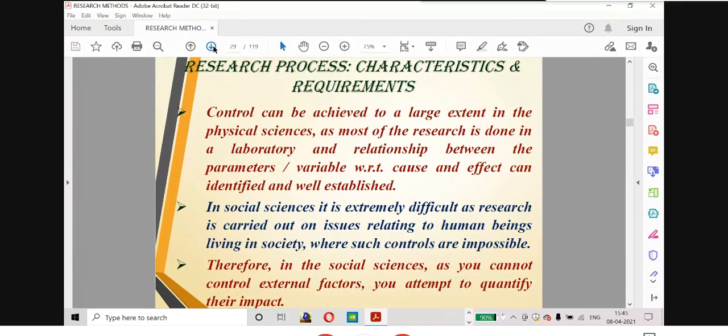In social sciences, it is extremely difficult as research is carried out on issues relating to human beings. That is what I told. Human beings live in a society where such controls are impossible. Therefore, in the social sciences, as you cannot control external factors, you attempt to quantify their impact. That is the reason why we depend upon certain quantification.